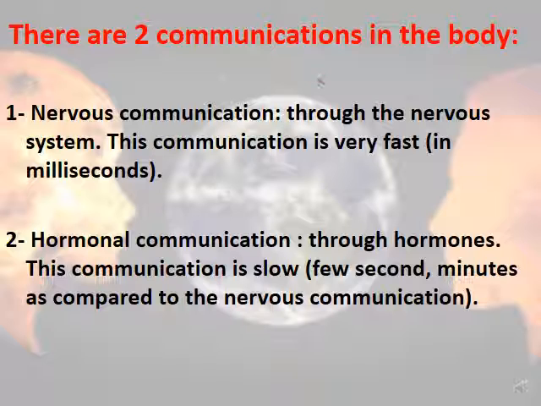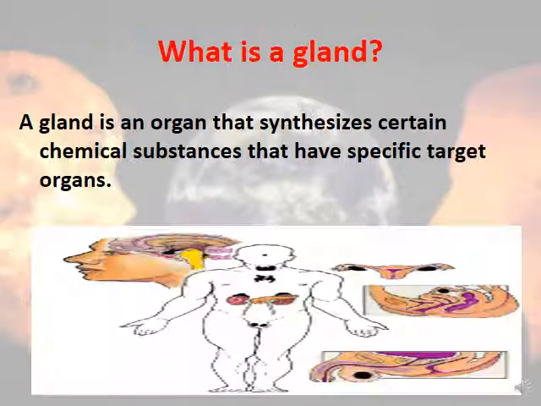The first type is the nervous communication, where the communication is very fast, it occurs in milliseconds, whereas the second type is the hormonal communication. It occurs through hormones, and it's very slow compared to that of the nervous communication. We identified the gland, which is an organ that synthesizes, produces or releases certain chemical substances. These substances have specific target organs to work on.